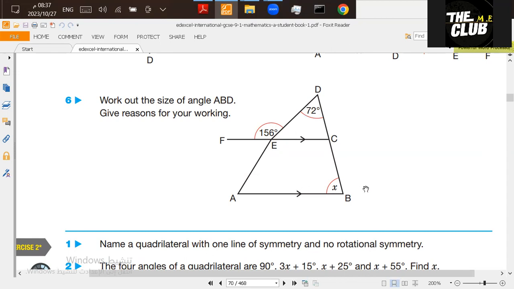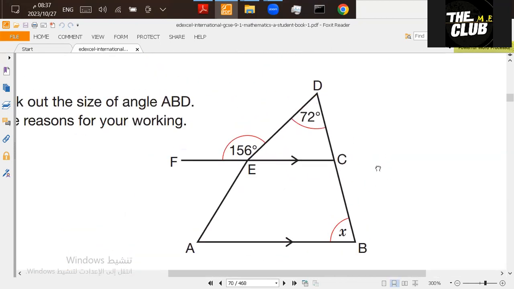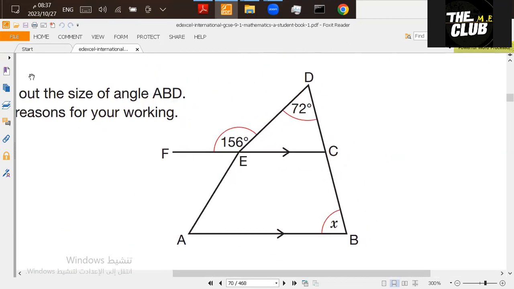Okay. First thing we do, let's take a look. We will notice that this line here is a straight line. And these angles are straight line angles. Okay, let's make them red.